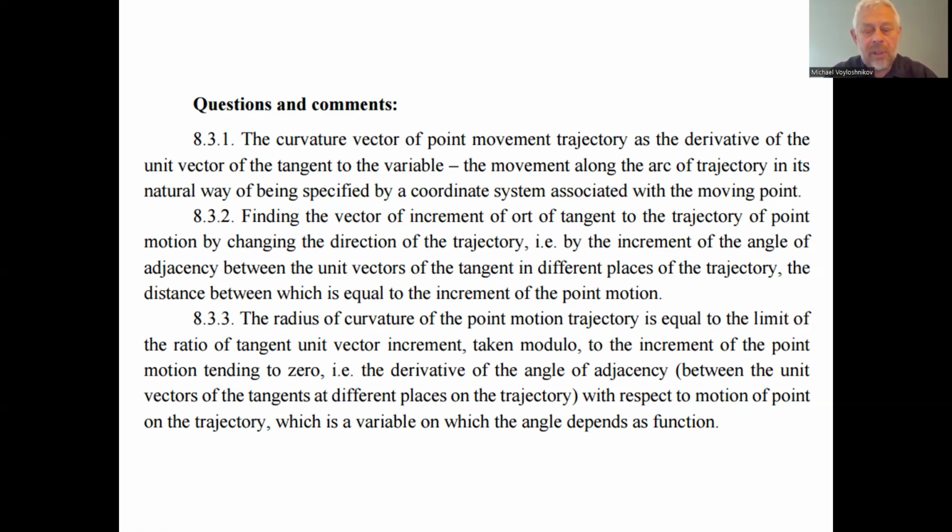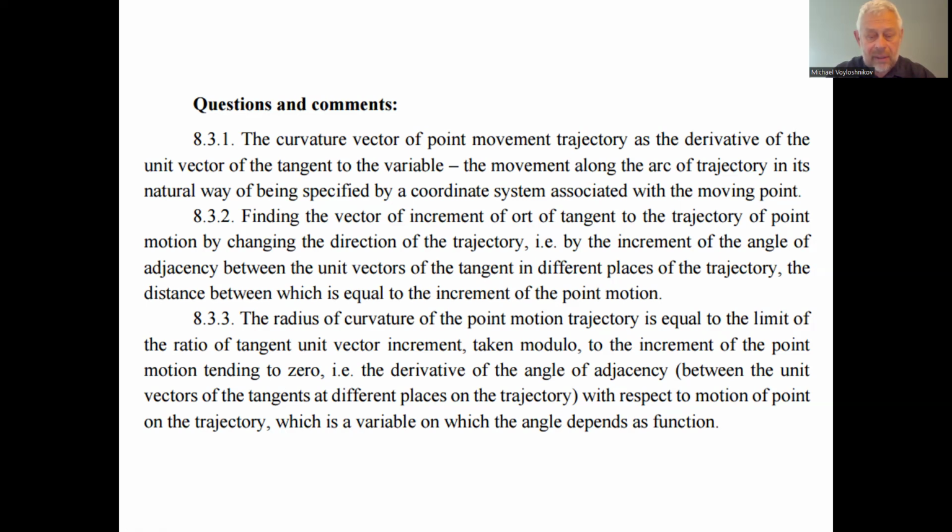Finding the vector of increment of the orth of the tangent to the trajectory of the point motion is done by changing the direction of the trajectory, by the increment of the angle of adjacency between the unit vectors of the tangent at different places of the trajectory, the distance between which is equal to the increment of the point motion.